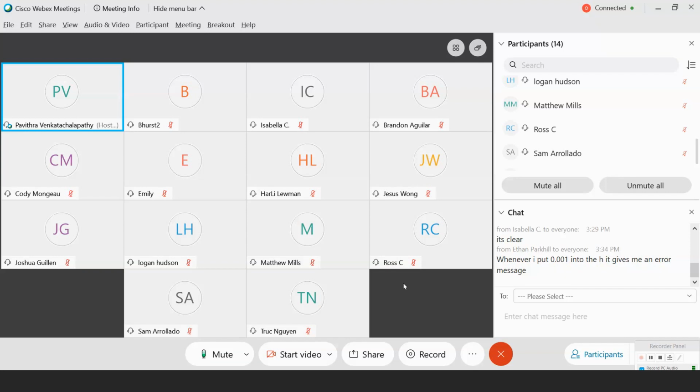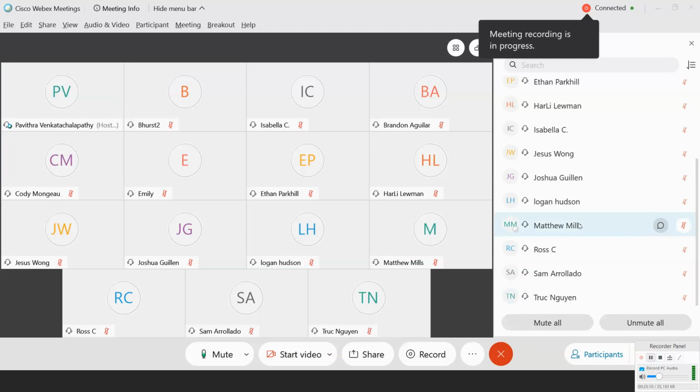Ethan is saying that whenever you put 0.001 into h, it gives an error message. Okay, what you have to do is... if there are no questions, you are good to leave.